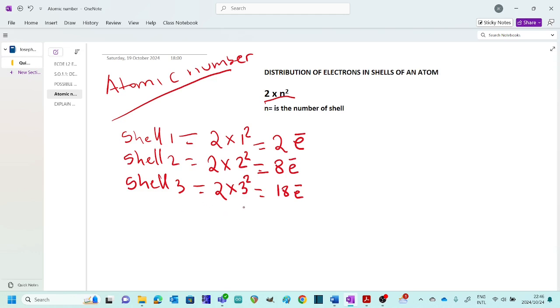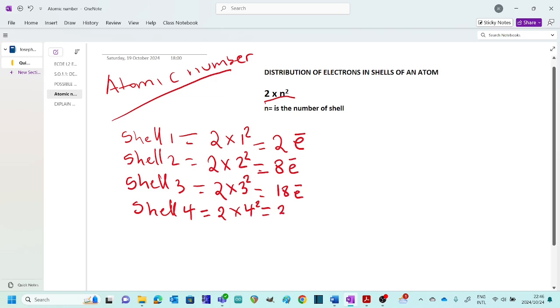2 times 4 to the power 2. Let's do the last one, shell 4. If you have to go to shell 4, it is 2 times 4 to the power 2, which is 2 times 16, that's 32 electrons. So shell 4 is going to have 32 electrons, and so on. It doesn't matter how many shells an atom has.